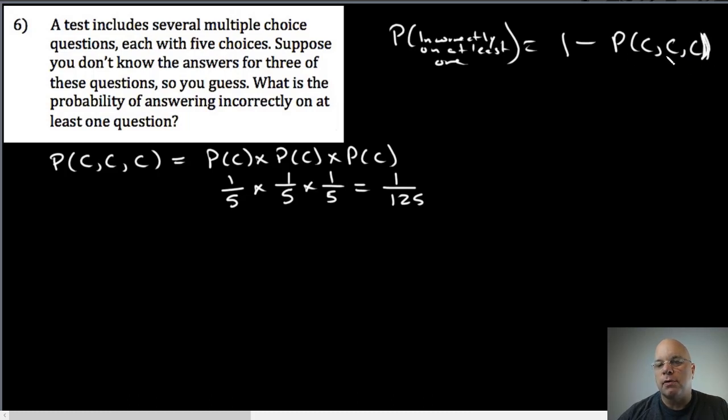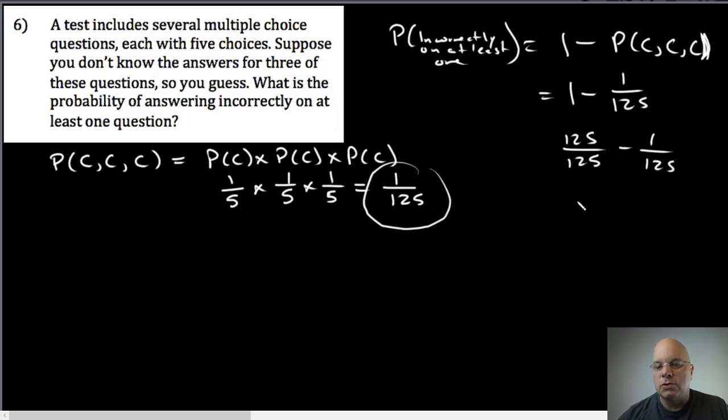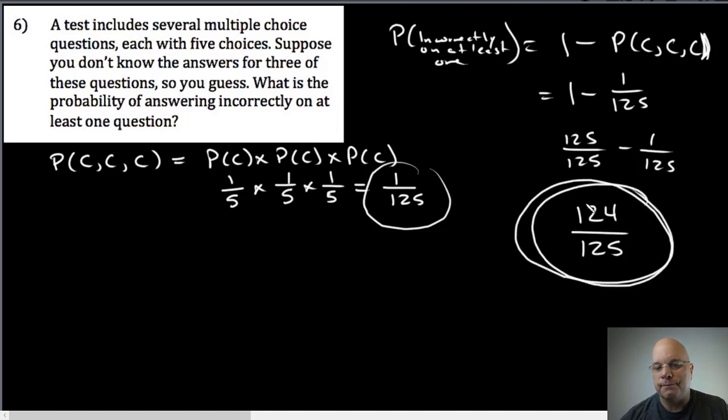Because I'm either going to answer correctly on all 3, or I'm going to answer incorrectly on at least 1. I might answer incorrectly on all 3 of them, I might answer incorrectly on 2 out of 3, but either this or this must happen, so they have to add up to 1 whole. So if we just do 1 minus the probability that we just calculated, 1/125th, we have 125 125ths is 1, minus 1/125th, so the answer is 124 125ths. This is our final answer right here.